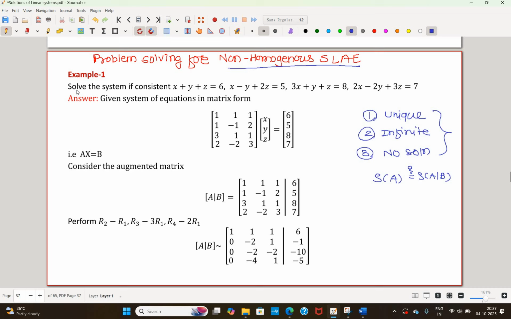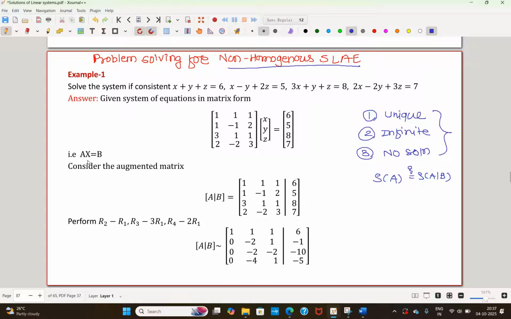Let us read the problem over here. Solve the system if consistent: x plus y plus z is equal to 6, first equation. x minus y plus 2z is equal to 5, second equation. 3x plus y plus z is equal to 8, third equation. 2x minus 2y plus 3z is equal to 7, fourth equation. So we have here four equations in terms of three variables.